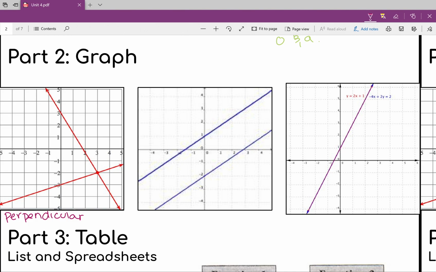And the point where these graphs cross each other, so right here, is the solution. So I'm going to write that off to the side. So this is the solution, the answer. Our answer for this problem is 3, negative 2. So this is a graph that only has one solution.